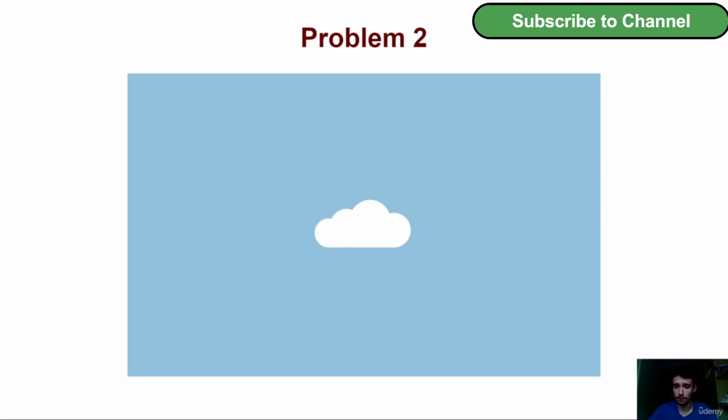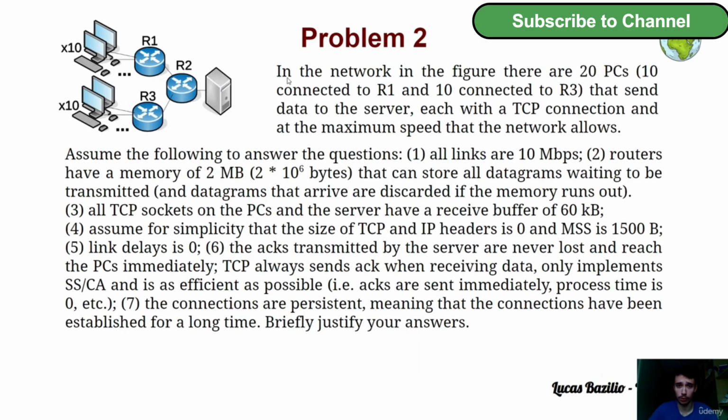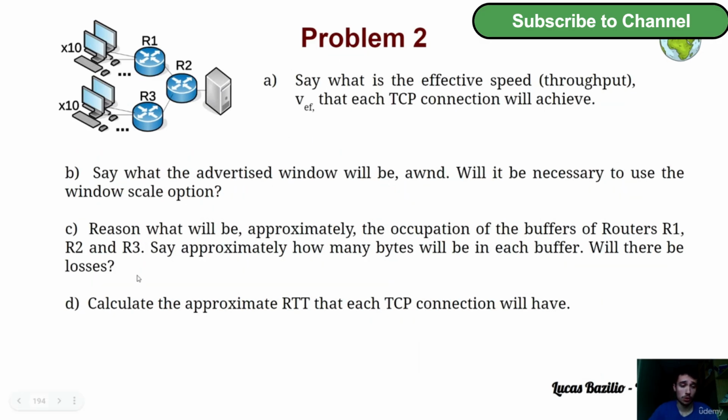Hey everyone. On this lecture, we are going to solve the question D of this problem 2. We are going to continue with this problem. So the question D states, calculate what is going to be approximately the round-trip time that each of the 20 TCP connections that we have in this network configuration will have.